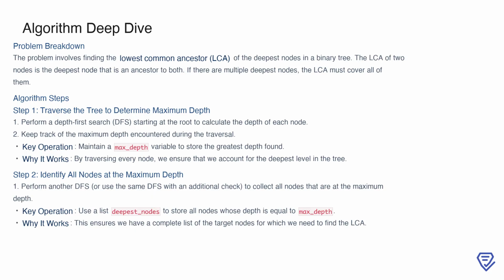Next, we focus on identifying all nodes at this maximum depth. For this, we can perform another DFS, or enhance our first DFS with an additional check, to collect these nodes. We store them in a data structure, such as a list called deepest_nodes, which holds all nodes whose depth matches max_depth. This approach ensures that we accurately pinpoint the target nodes for which we will compute the LCA.